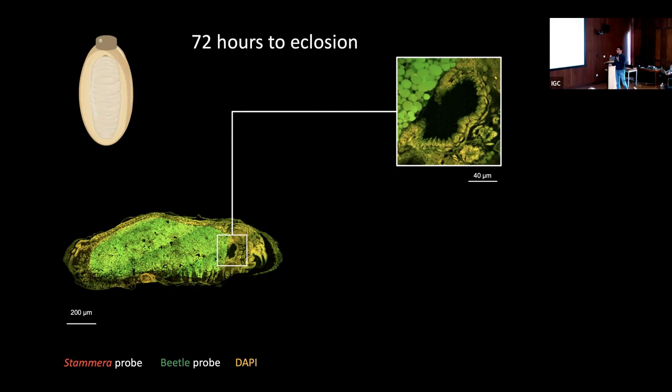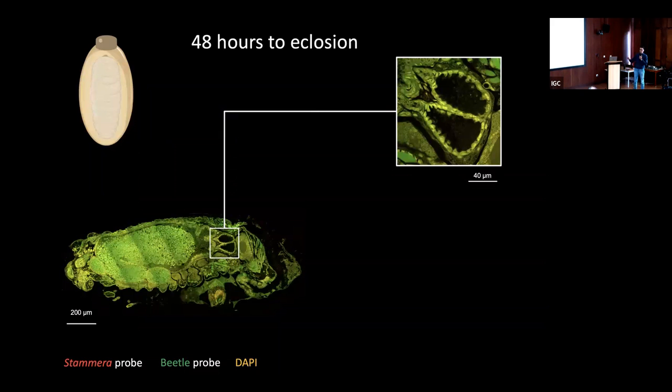So this is 72 hours prior to eclosion or prior to emergence from the egg. And what you could see here is that the outlines of the foregut relative to the midgut relative to the hindgut haven't taken shape yet. What has taken shape is this hollowing out of something that is roughly where we'd expect a symbiotic organ to form. 24 hours later, you find that this hollowing out becomes partitioned into club-shaped organs that start resembling the symbiotic organs that Stammera eventually colonizes.